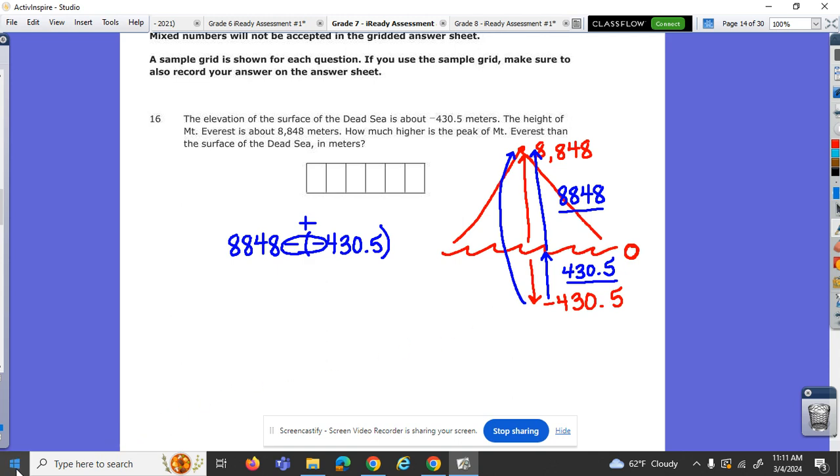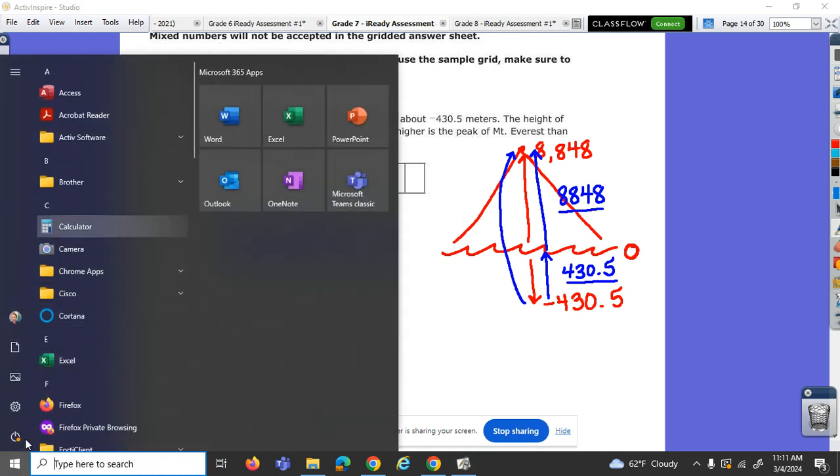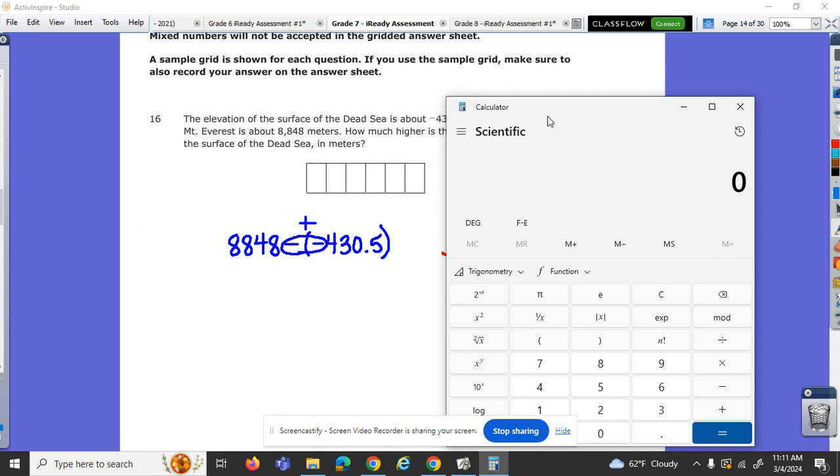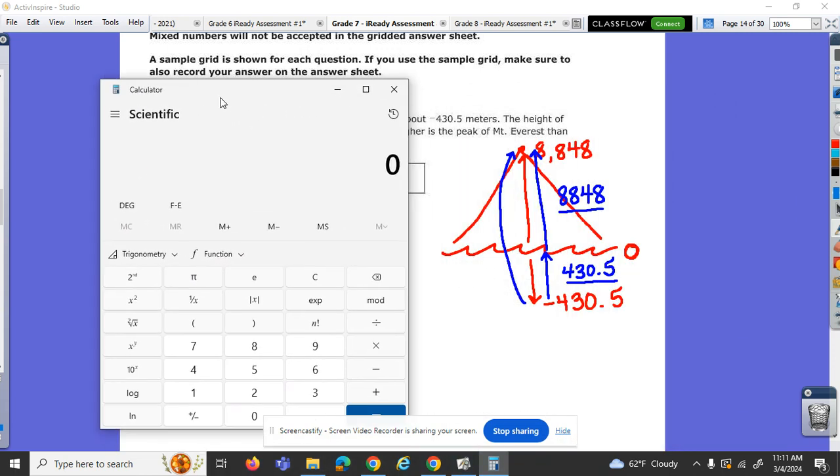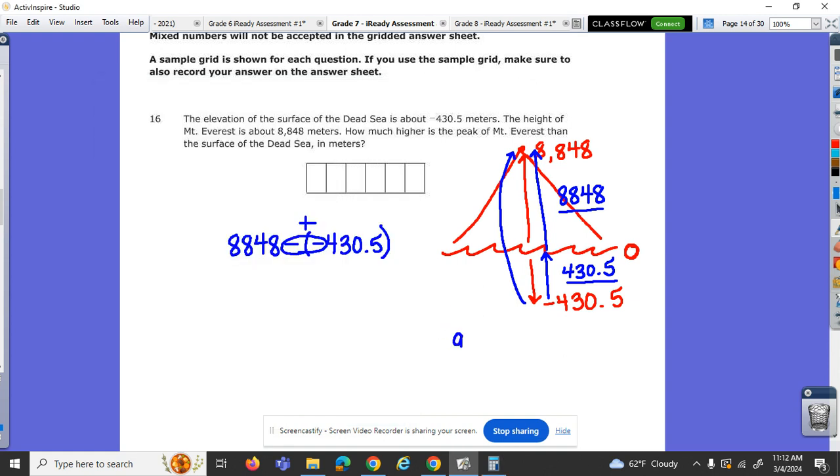All right, we get a calculator now, so we can use that as a tool to help us. All right, our answer is 9,278.5 meters.